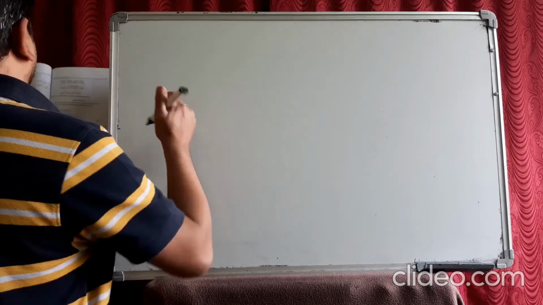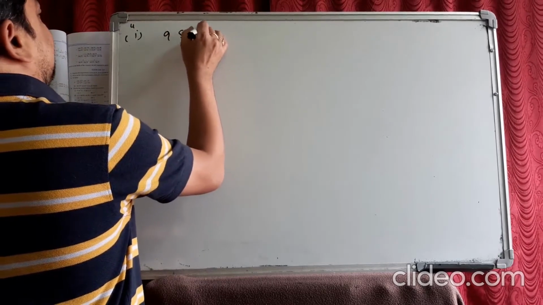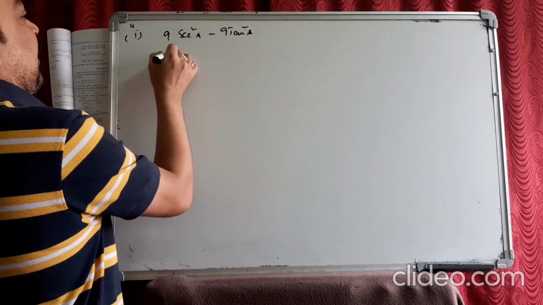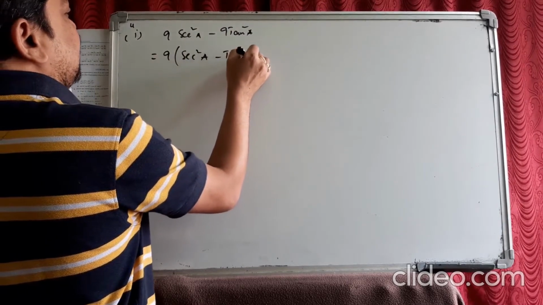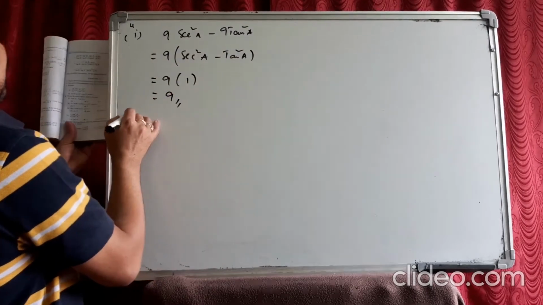See, in the fourth question there are a few parts. First one: 9 secant square A minus 9 tan square A. You can take 9 common. When you take 9 common, it becomes secant square A minus tan square A. It is nothing but the identity. So the answer is 9.